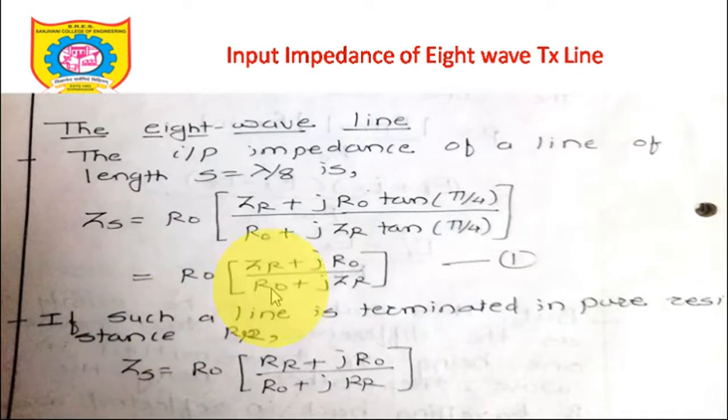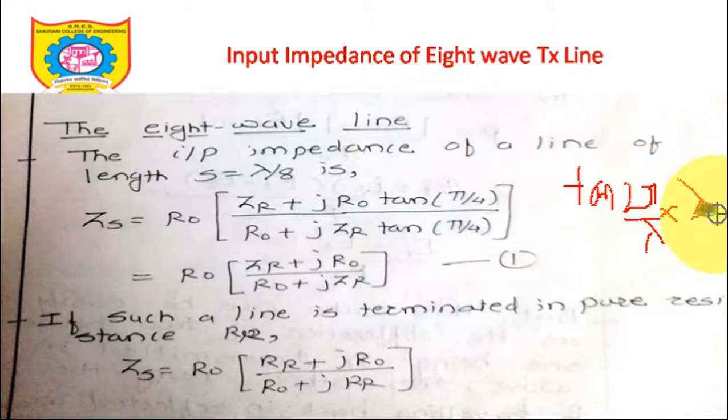Now the input impedance of the line of length S equal to lambda by 8. Just remember the input impedance formula: Z is equal to R0 times (ZR plus J R0 tan beta S) divided by (R0 plus J ZR tan beta S). Try to understand how this value we have got. Can I put instead of beta 2 pi by lambda? Yes, I can put. And instead of S, because it's an eighth wave line, that means lambda by 8. Yes or no?